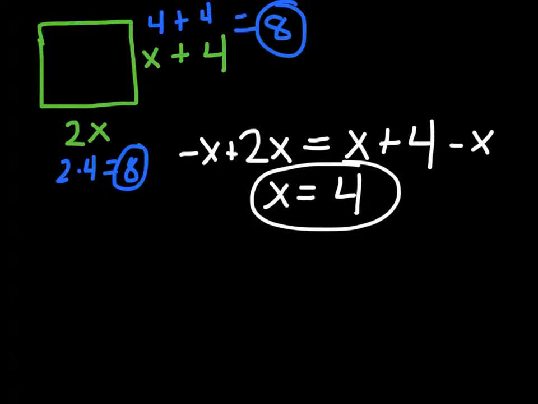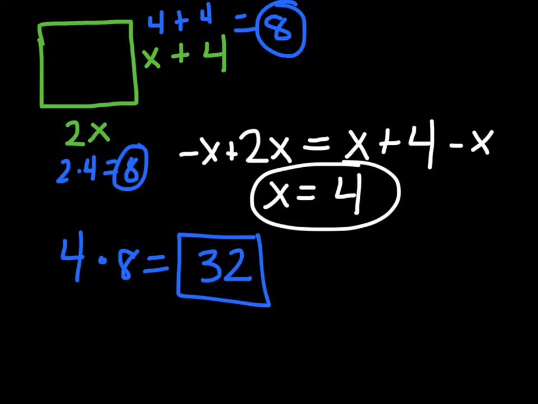So now let's find the perimeter, which we'll calculate by taking 4 times the length of one side, which is 8, giving us an answer of 32. The perimeter of the square is 32 units.